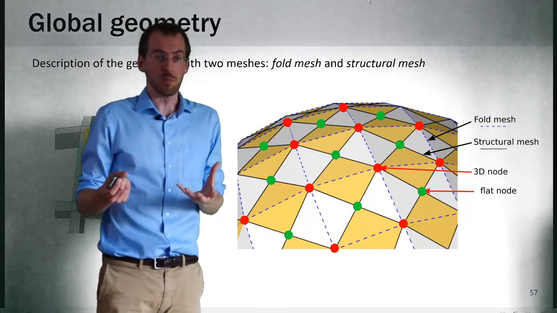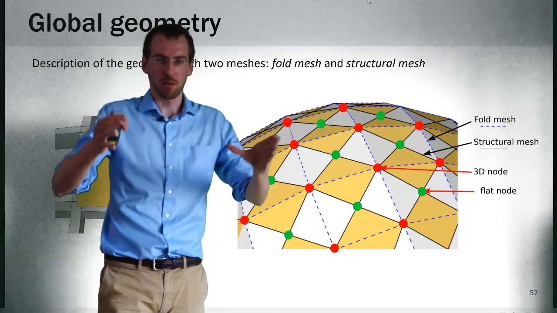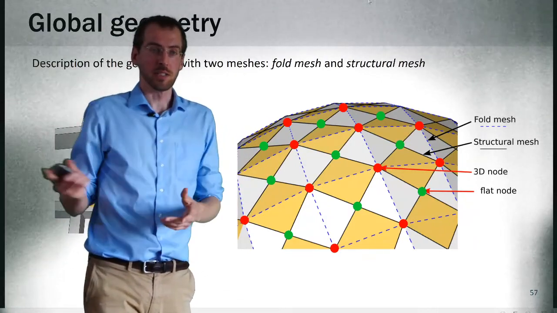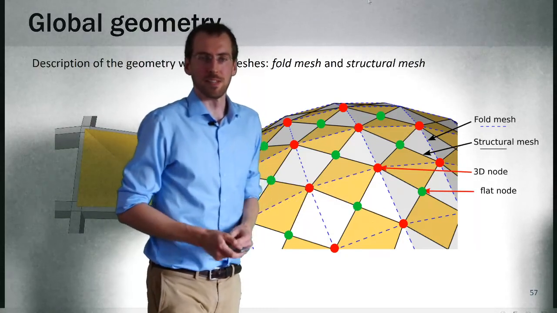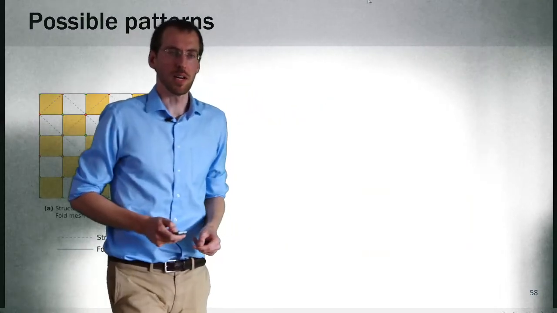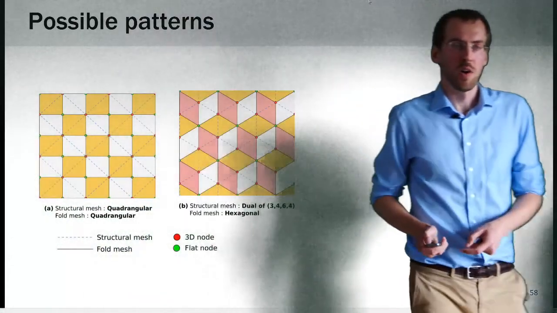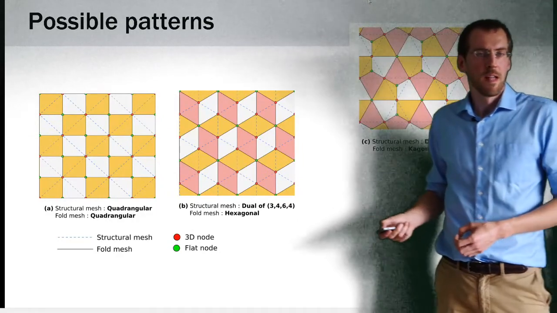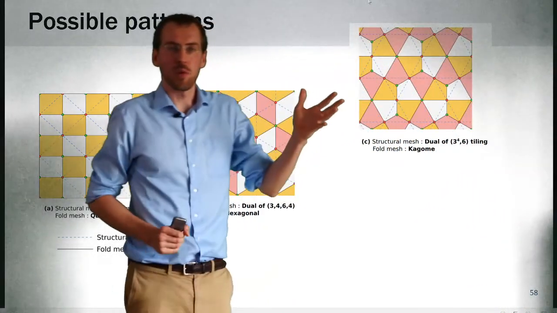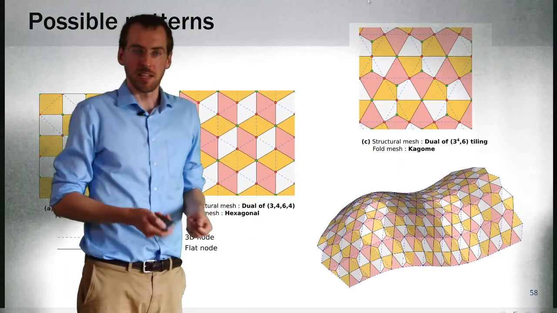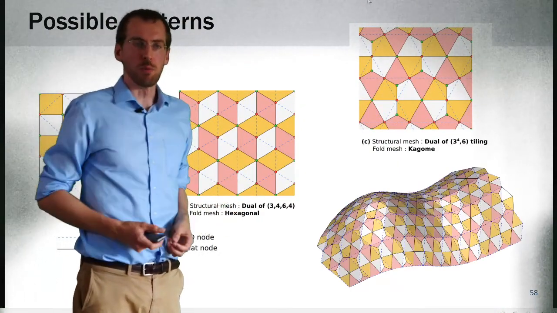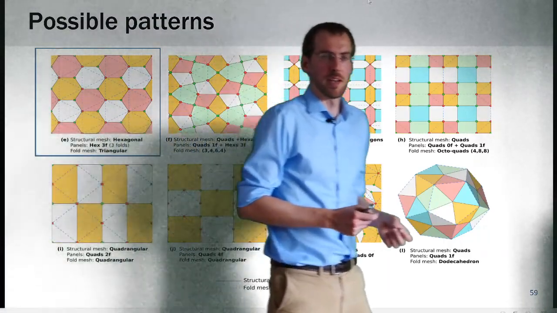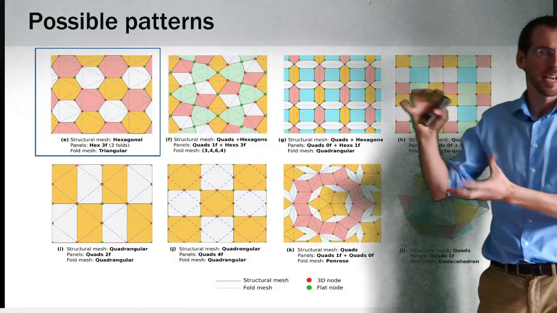There are actually many ways to combine a fold mesh, a folding pattern, and a structural pattern. Just by folding quads, you could get this shape in which we have a fold mesh that is quadrangular. But you could also get this geometry in which your fold lines define a hexagonal mesh. Or you could get this geometry in which the fold lines define a kagome mesh. Here is an example of a shape that would fulfill all these properties altogether. You can also use other types of patterns like hexagonal panels, combining hexagons and quads.